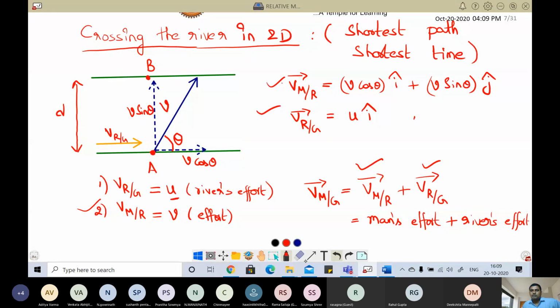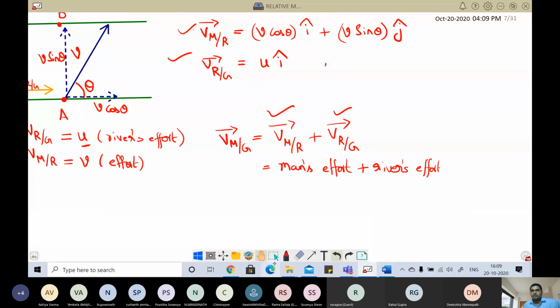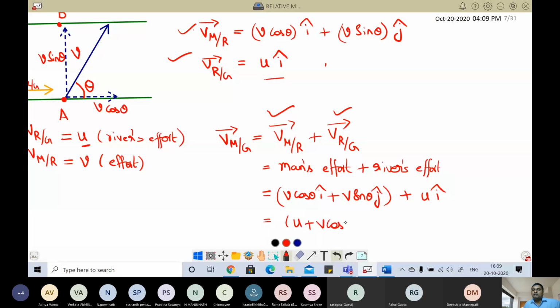Now according to this equation, velocity of man with respect to ground is equal to velocity of man with respect to river plus velocity of river with respect to ground. So now we can add these two quantities: v cos theta into i cap plus v sin theta into j cap, plus velocity of river with respect to ground, which is u times i cap. Now if you separate i cap and j cap, it will be (u plus v cos theta) into i cap plus v sin theta into j cap. So this is the velocity of man with respect to ground.